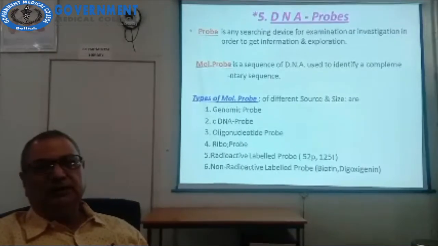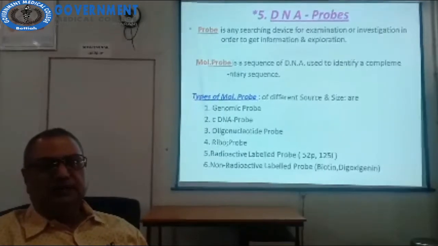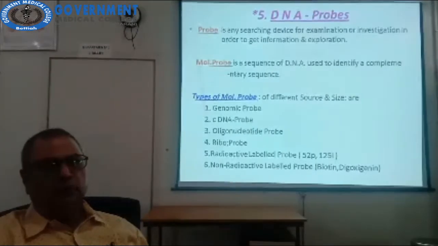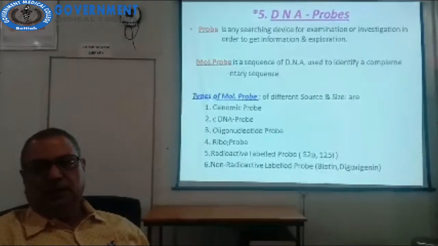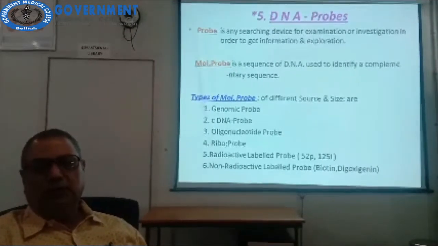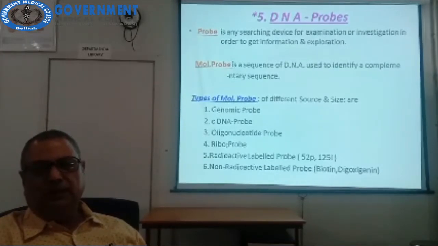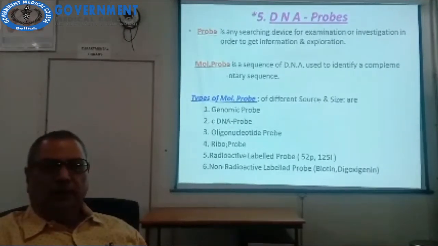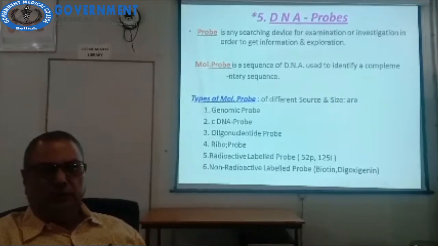Types of molecular probe, of different source and size, are genomic probe, complementary DNA probe, oligonucleotide probe, riboprobe, radioactive labeled probe like phosphorus 32 or iodine 125, or non-radioactive labeled probe like biotin and digoxigenin. Usually in molecular pathology, genomic probe, complementary DNA probe or riboprobe is used.